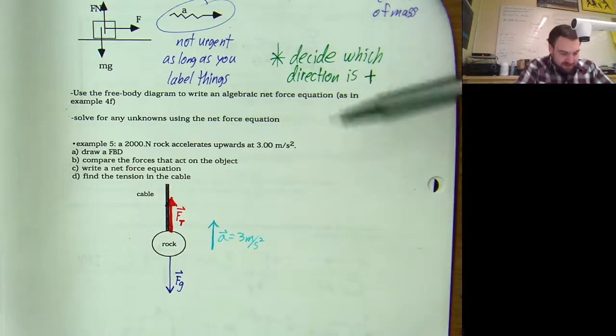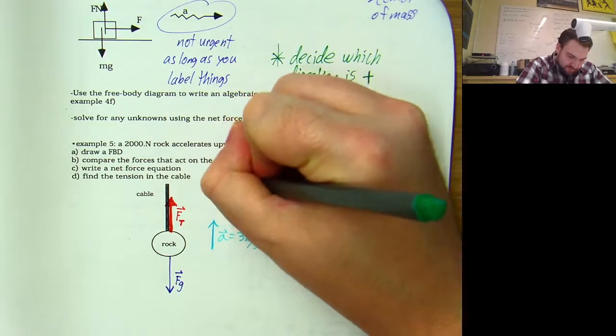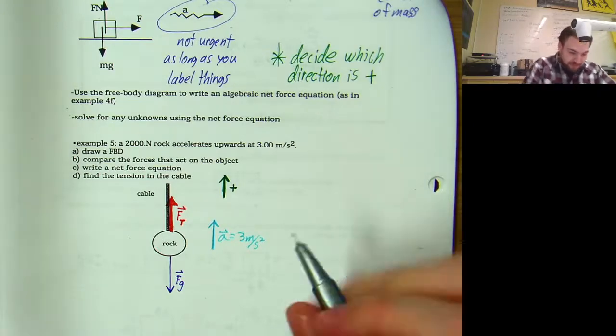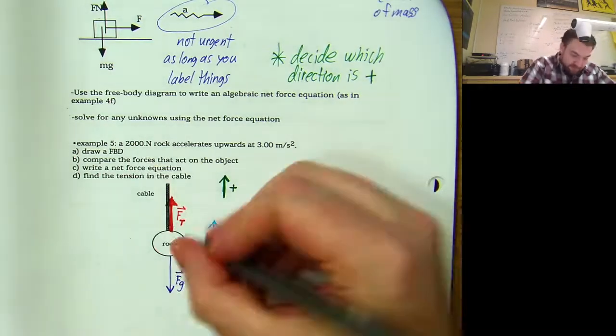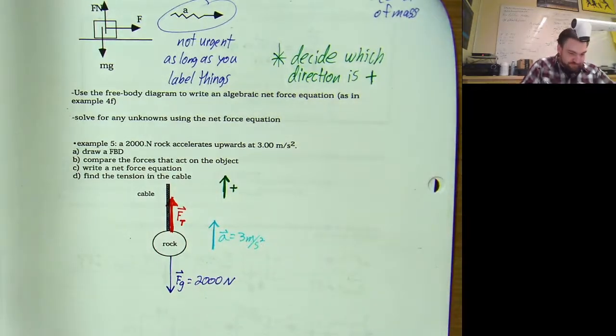The other thing we've got to add onto this diagram is which direction we want to be positive. It doesn't matter which way we do it, but in this particular question, I'm going to say that up is positive here. So we can fill out a few more things. We know that Fg, the weight of the rock, is 2,000 newtons. So that's everything we know.